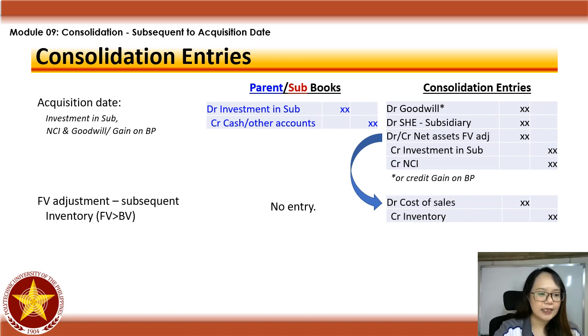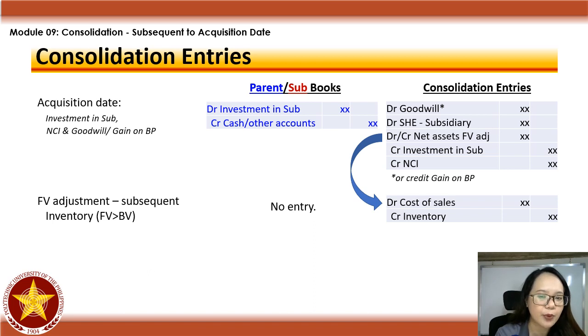Okay, next. For the subsequent, because earlier we accounted for the as of acquisition date in the first line, here in the second line is subsequent to acquisition date. And your assumption is, for example, you adjusted inventory. The inventory fair value of the subsidiary as of acquisition date is higher than the book value. Let's say this is the scenario. So, what you recorded in the consolidation is higher.